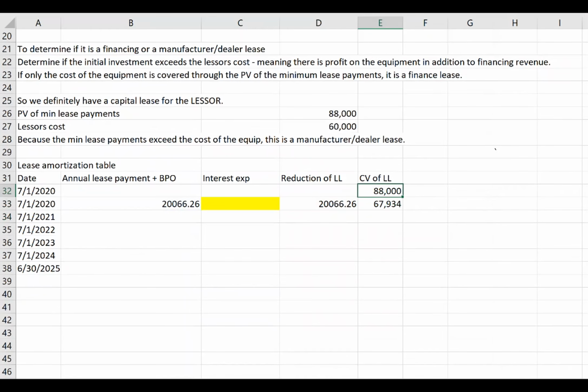And this is where we would usually have our entry. You know how our entry is debit right of use asset? Actually, let's do that because we have to do it later in the question anyway. So the journal entry on inception, the lease is going to be debit right of use asset, which is going to be 88,000. That's what goes on to our asset side. And then the other thing that's going to happen is we're going to pay out cash. So we're going to pay out 20,066.26 in lease. And the balance of our entry is going to be the lease liability.